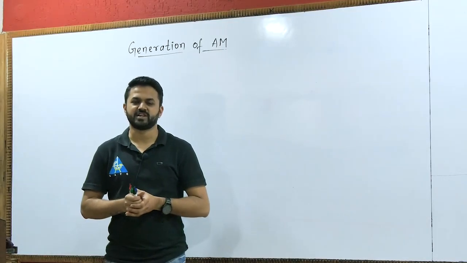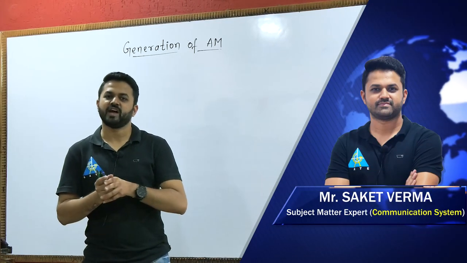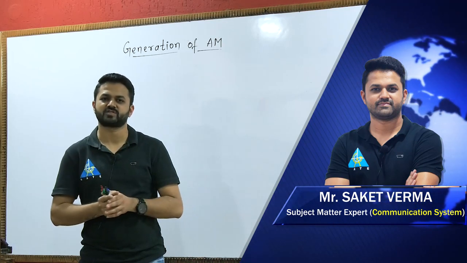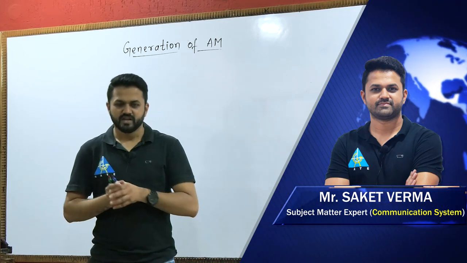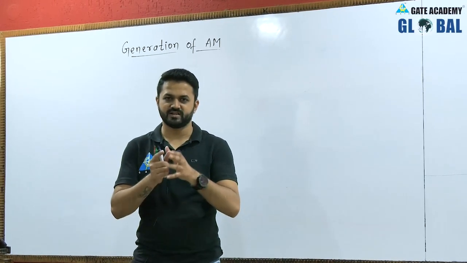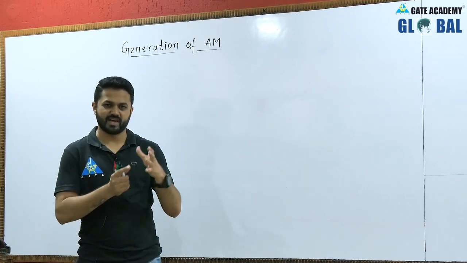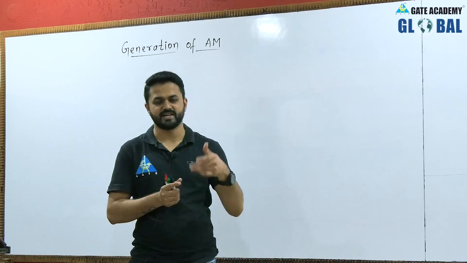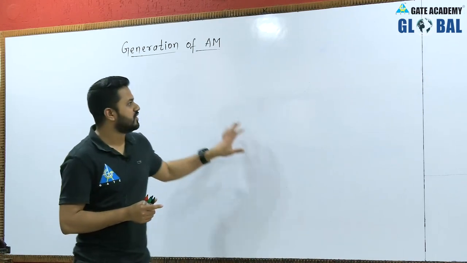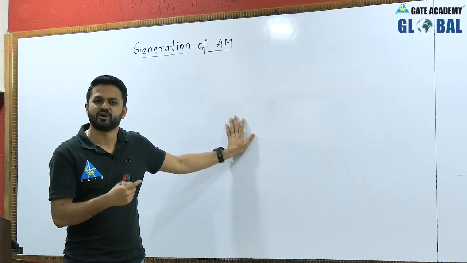Now next topic is generation of AM. So to generate amplitude modulated signal, we have two methods. First is called square law modulator and second one is called switching modulator. In both the modulators, we use the nonlinear characteristics of the device. First, we use the nonlinear characteristics of any device like transistor and diode, and in second case, we use the switching characteristics of diode.